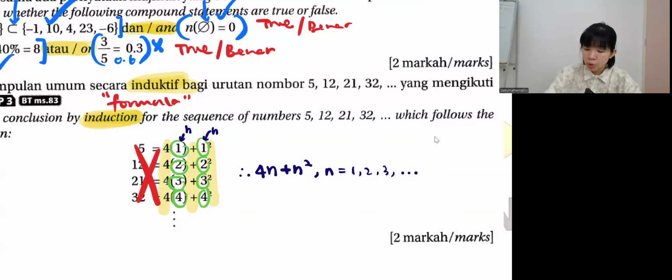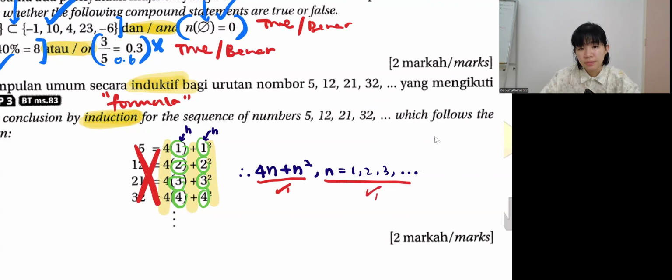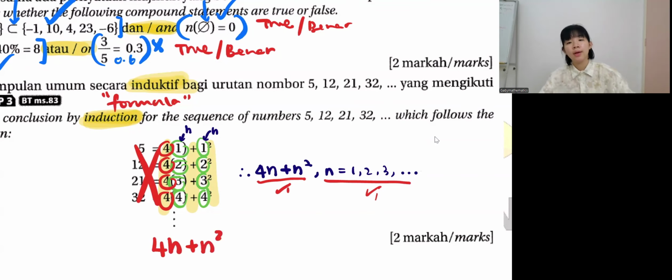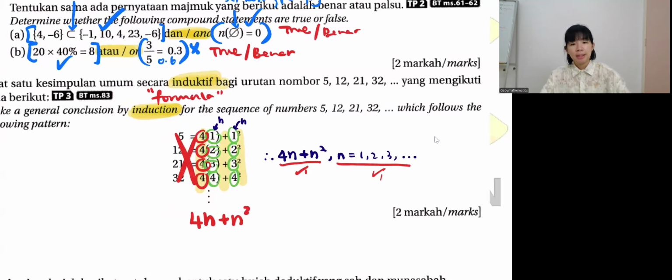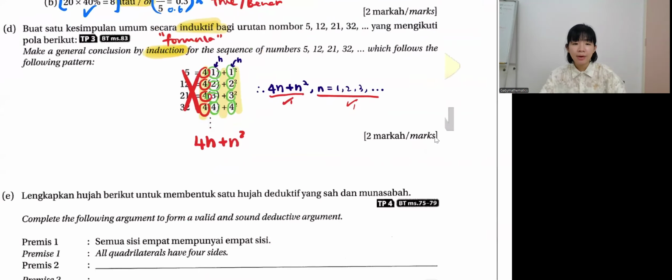Okay, now 2 marks here. First mark goes to this one. Second mark goes to this. Why 4N? Because here got 4. You see, every time 4, 4, 4. So the 4 is fixed already. Then this N plus N square. Okay, so last part already.